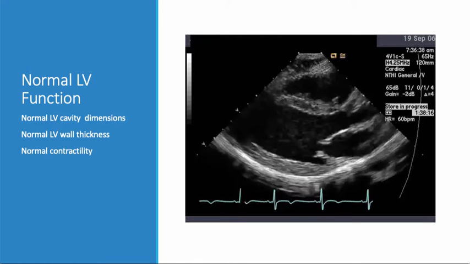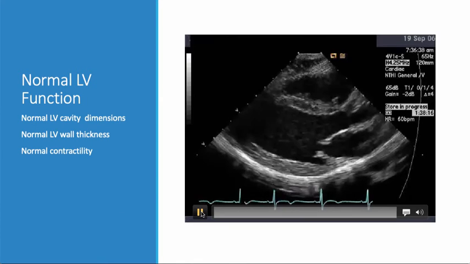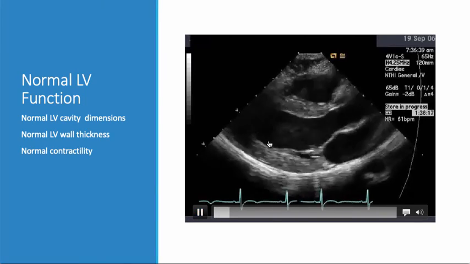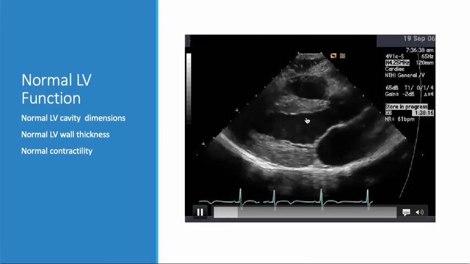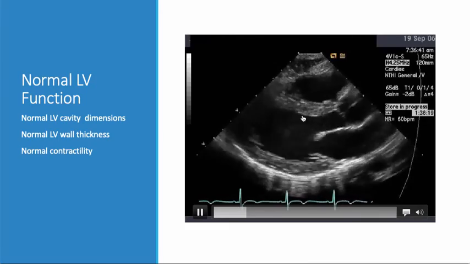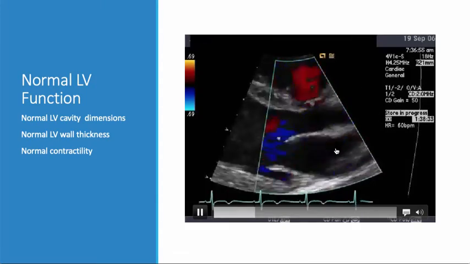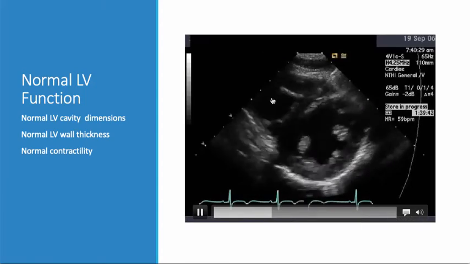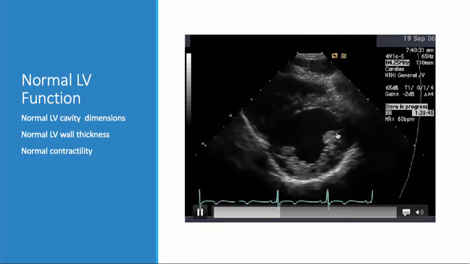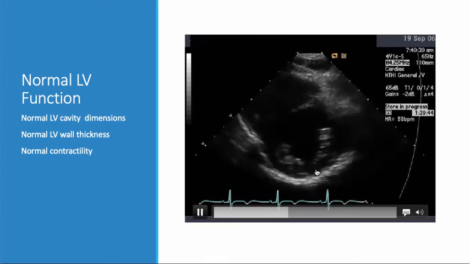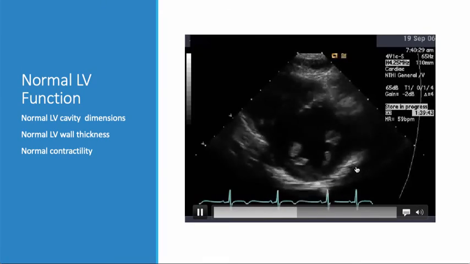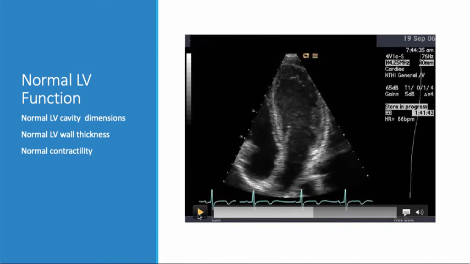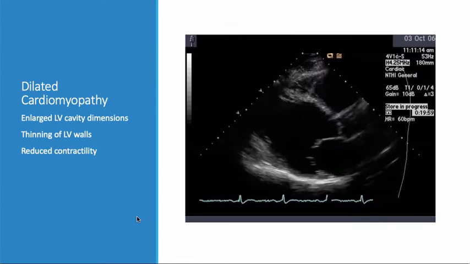So let me just show you normal LV function first. This is a normal heart muscle, and this is about what the contractility should look like. You can see the thickening of all the heart muscle here, and that's normal. There's some color. They're looking at the valves there, but we're focusing really just on the contractility of the heart. You can see that this ventricular cavity gets smaller and the walls thicken all the way around. So that's what we're looking for in normal heart muscle function.